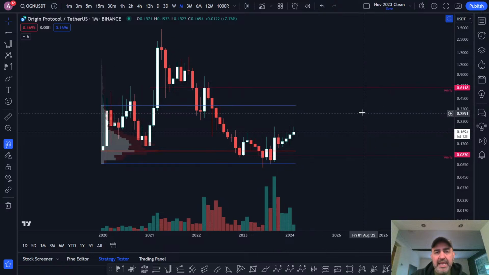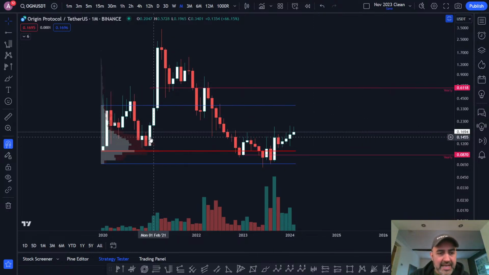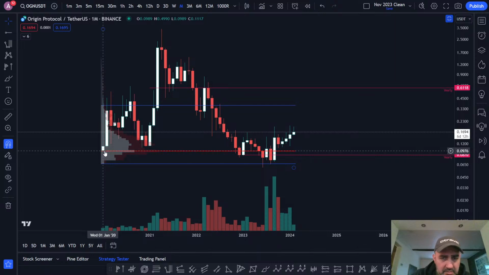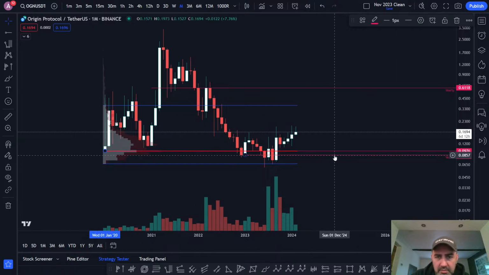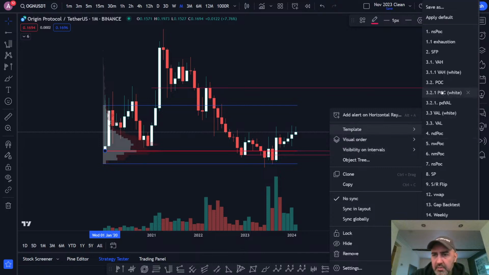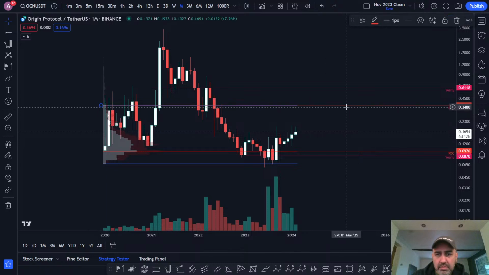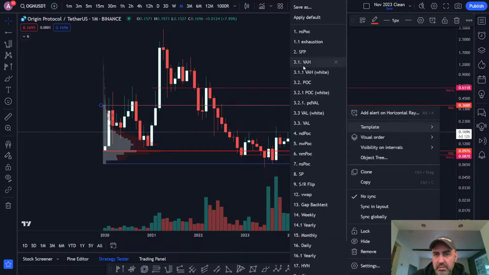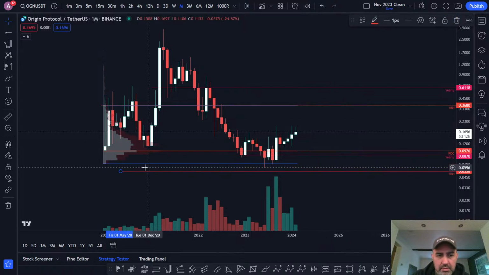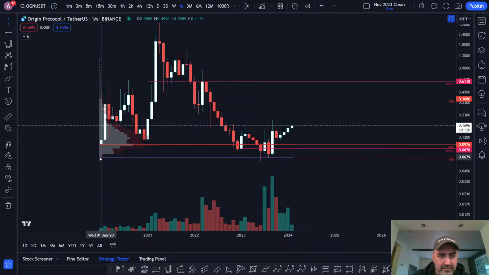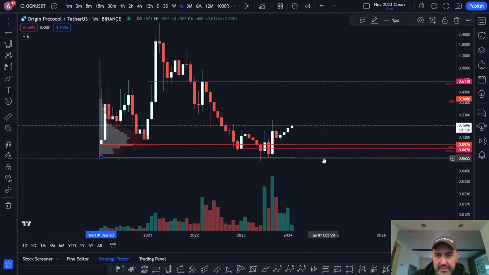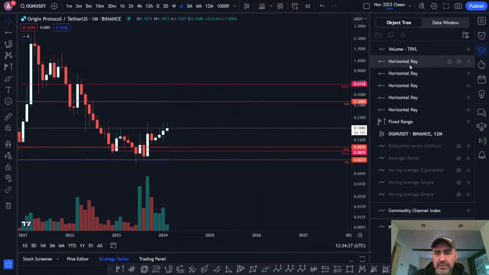So right now on Binance, the point of control is at the launch price. Let me just mark that. Doesn't really matter about the value area low because it's so low, but just mark it anyway. Got your volume levels.